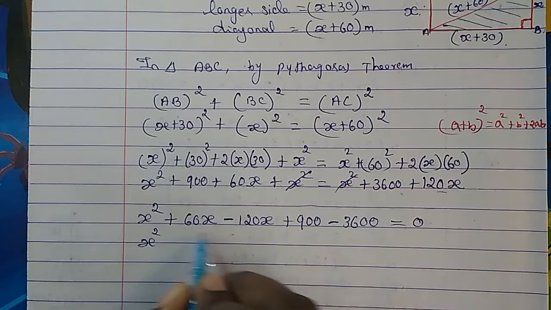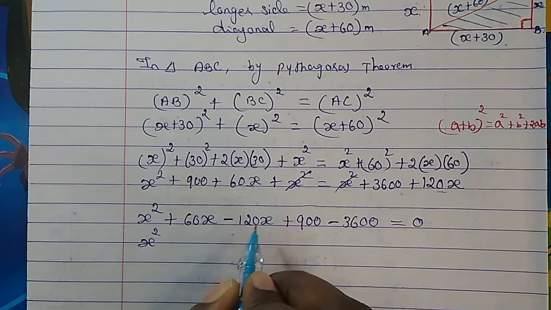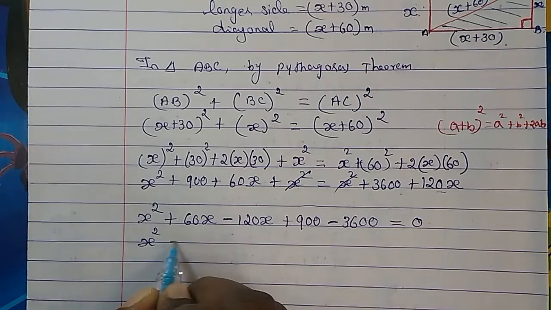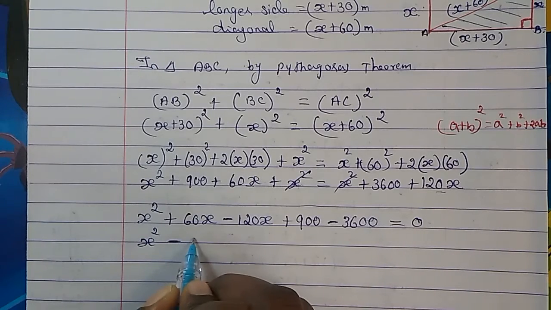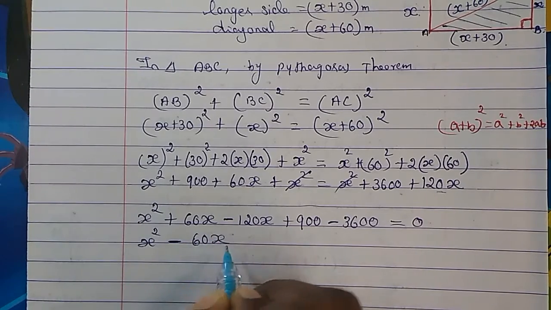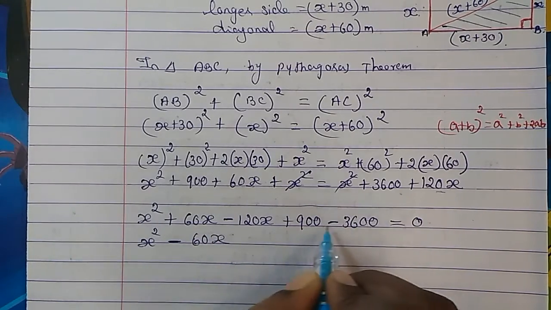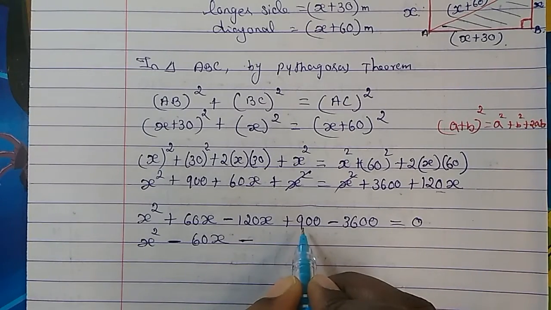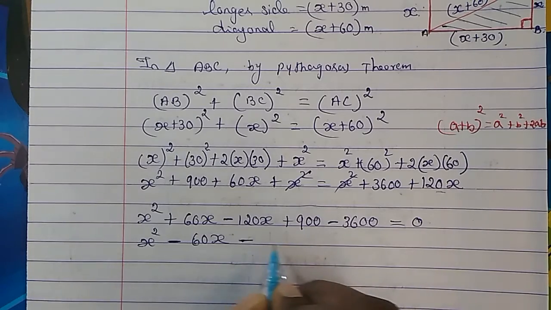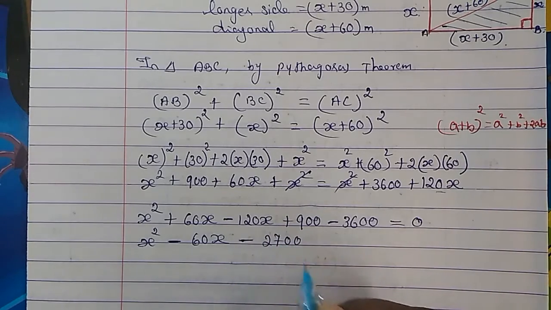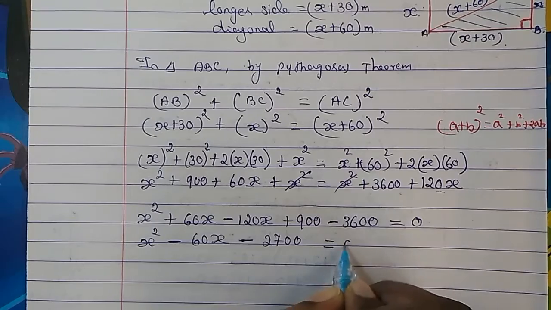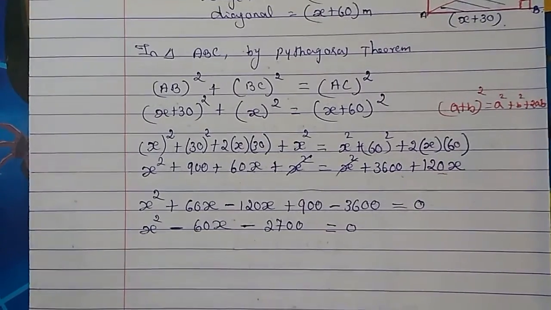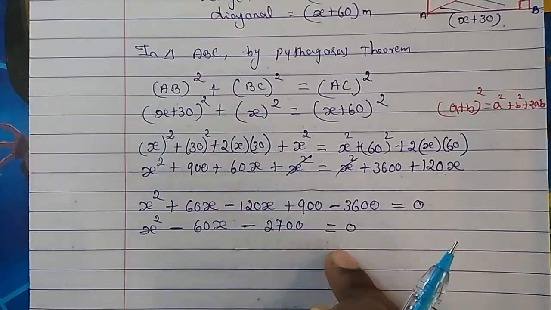x square, 60x, here minus 120x. Biggest number sign will come, minus. So if you subtract from 120, 60 you subtract, will get 60x. Then here biggest number is this, so minus it will come. So from here you subtract this, we will get 2700, equal to 0. So now we got the proper quadratic equation.